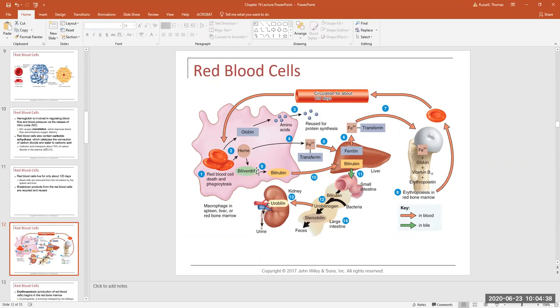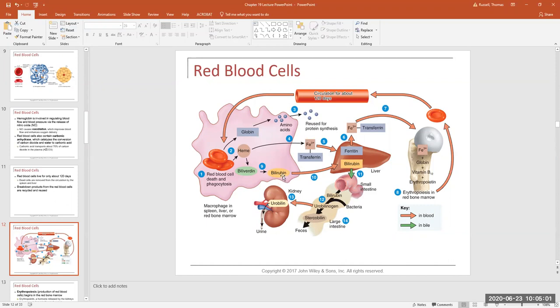Biliverdin is converted to a yellow pigment. Chemically, this molecule is broken down into another pigment we call bilirubin. So you might know this term. Bilirubin causes jaundice. I'm sure you heard of that. Bilirubin is a toxic compound. We have to handle bilirubin very precisely and efficiently so we don't get sick.